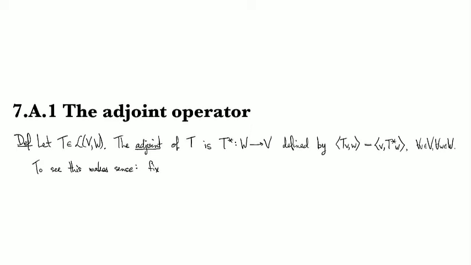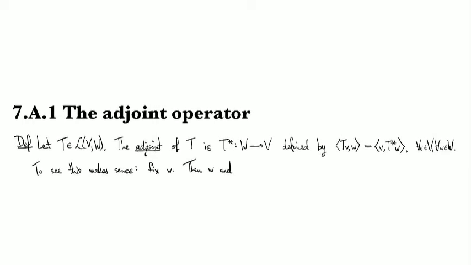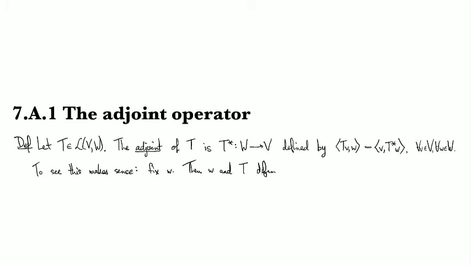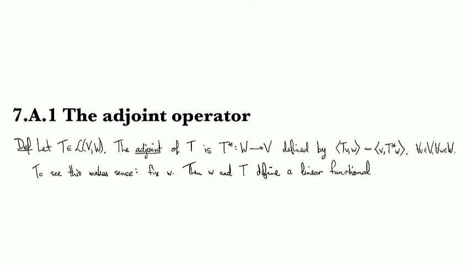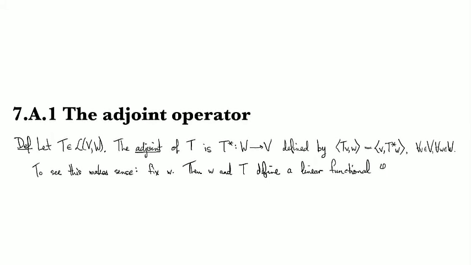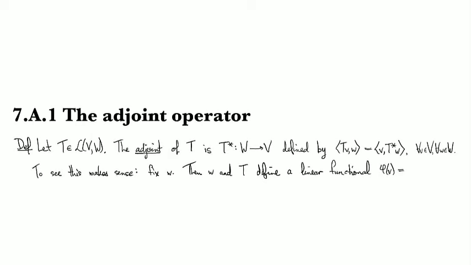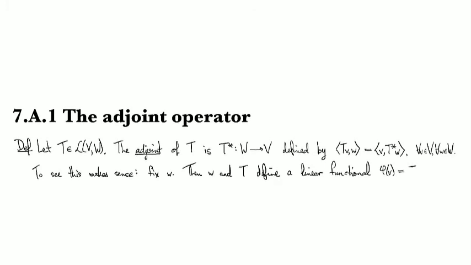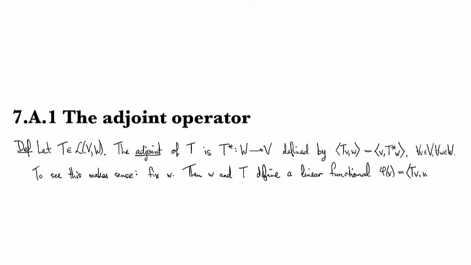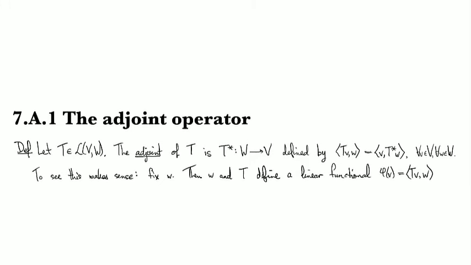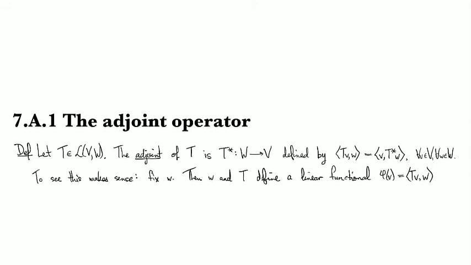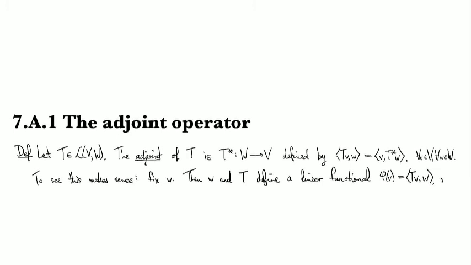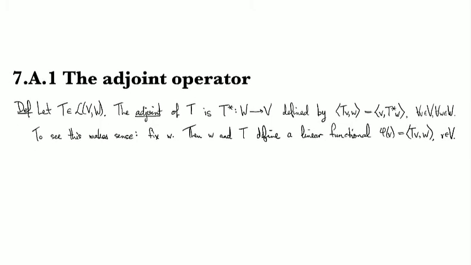suppose that we, for the moment, fix w. Then w and T together define a linear functional, let's call it phi. So phi of v is going to be defined by, we take v and map it by T, and then we take the inner product against w. Okay, so as v varies, this is going to spit out a number, and you can see that it's going to be linear because T is linear and the inner product is linear. So this gives us a linear functional defined on elements v.